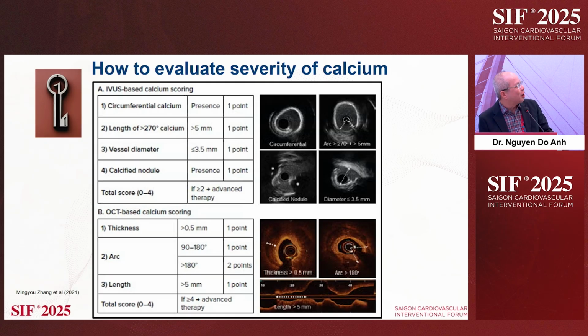Look at the slide. We see the results after we have the IVUS and OCT. We are very familiar with the calcium score from IVUS and OCT. We have the rule of 5, and we also know that a high risk score is a predictor of stent underexpansion, and we need more specific definitions for calcium modification before the stenting.